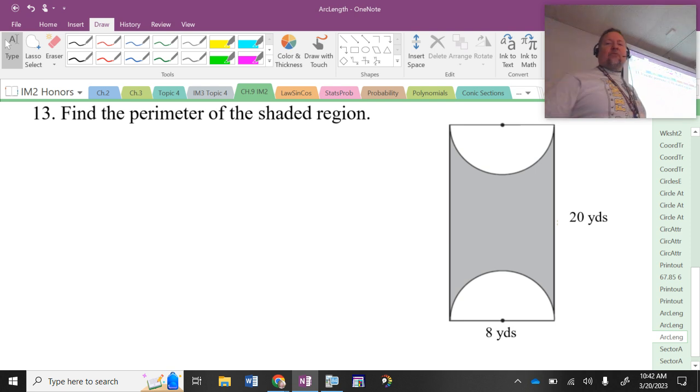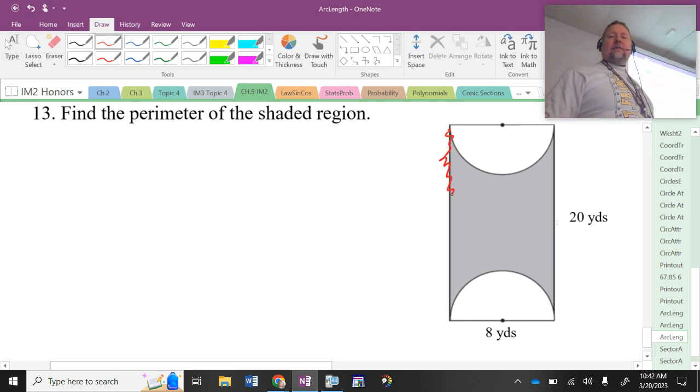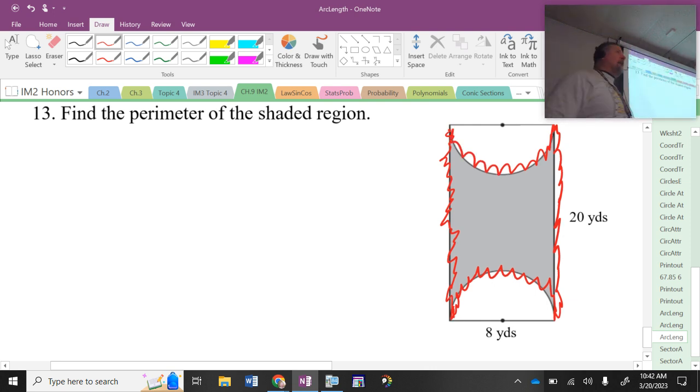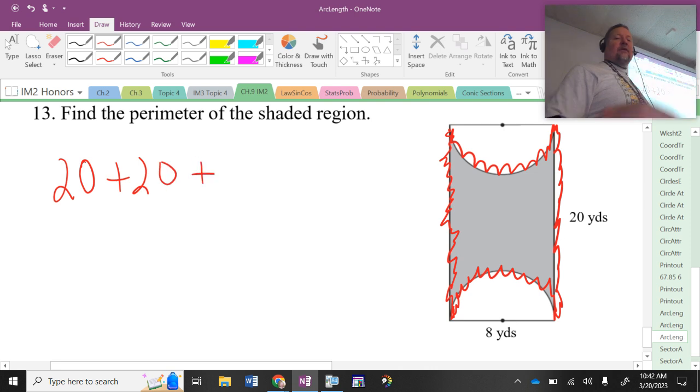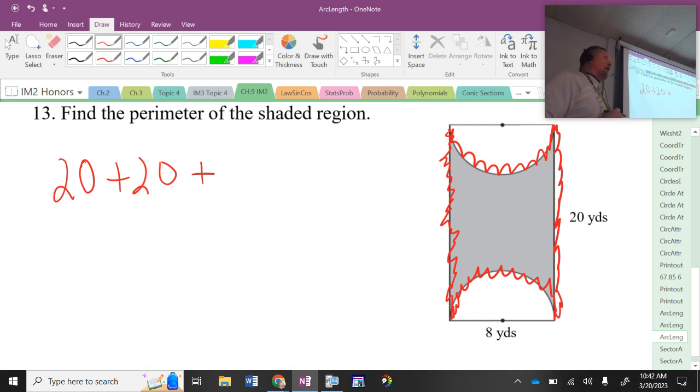All right, perimeter of the shaded region. Again, perimeter it says. So I walk this edge, then this edge, then this edge, and then this edge, and I'm back to where I started. How far did I walk? Of course, you can see I have 20 plus 20, the two outer edges of the rectangle. And how much of a circle have I walked circumference wise? 3, 2, 1. Pick a word. Go. Not half. Whole. Half plus half equals whole. I have half up there and half down there.